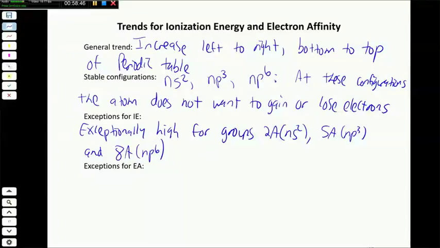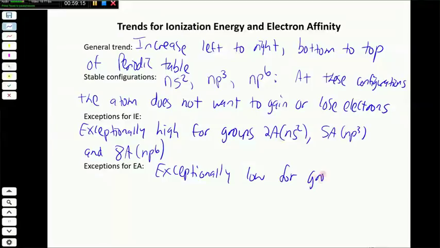And then the exceptions for electron affinity occur in the same place, but it's in the opposite direction because electron affinity refers to the desire of an atom to gain an electron. They're typically negative numbers. When we say that something has a high electron affinity, that means electron affinity is a large negative number. That means it wants to gain an electron more. So at those parts of the periodic table, it's going to be exceptionally low electron affinity when you have a stable configuration. Because again, those configurations you don't want to add any more electrons either.